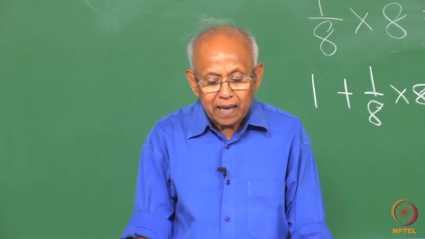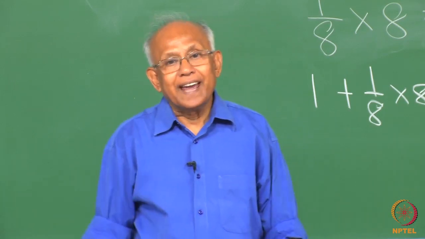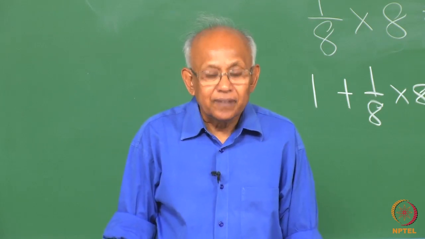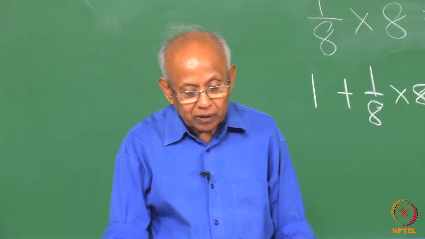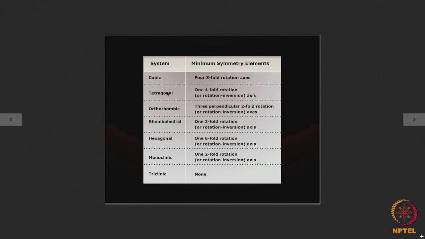Now, there are a minimum number of symmetry elements which will characterize a particular crystal system, and these are all tabulated here. For example, a cubic system is one in which there should be a minimum of four 3-fold rotation axes, and a tetragonal one should have one 4-fold rotation or rotation inversion axis. An orthorhombic one must have three perpendicular 2-fold rotation or rotation inversion axes. These are the minimum symmetry elements that the system must have.